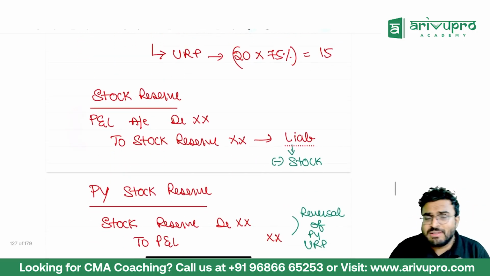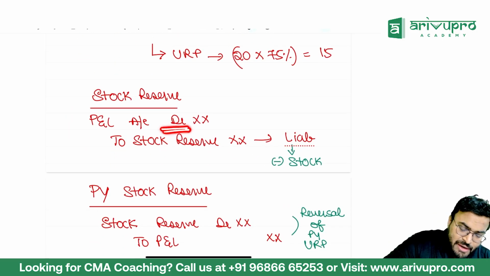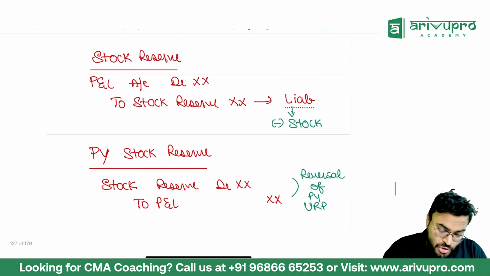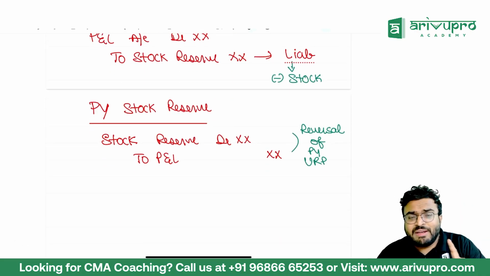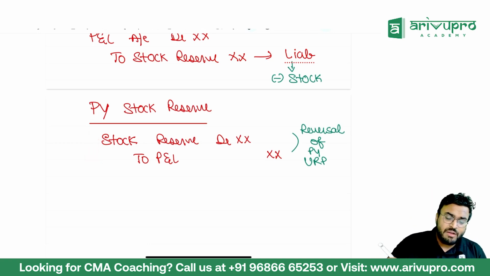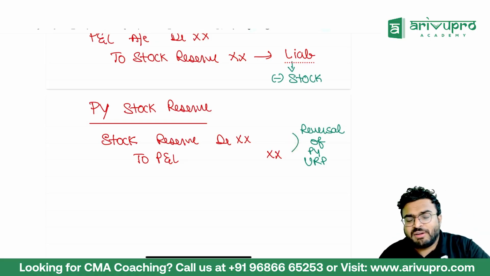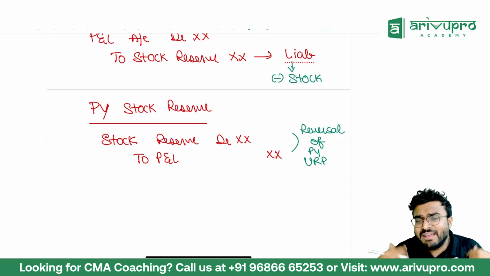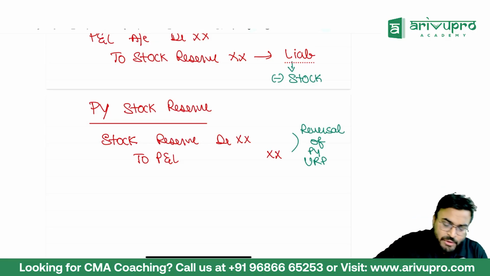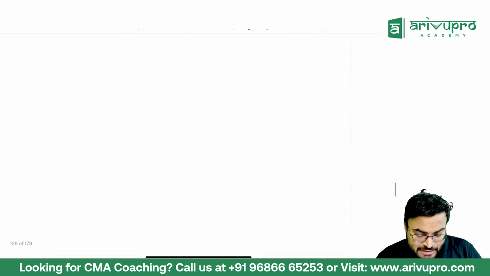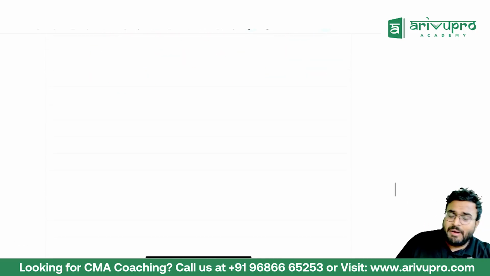And what is the entry for stock reserve? You have to remove the profit. So P&L account debited and stock reserve is created, which is a liability which will be reduced from stock. Okay, previous year stock reserve. If there is a stock reserve of previous year, that is what we are going to do. Stock reserve account debited to P&L. Reversal of previous year unrealized profit. Previous year, if it is unrealized profit, that means this year it is realized profit. That's why we remove it and we put it to P&L. This year unrealized profit, we remove it from P&L. Is this clear, guys? Yes, this is the topic of departmental accounts.